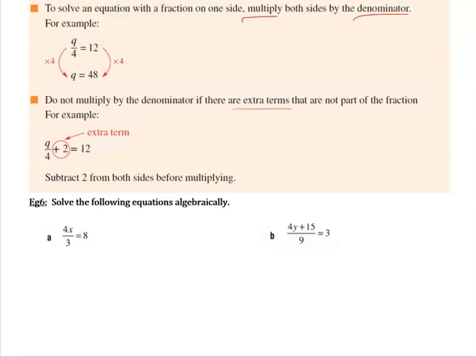Do not multiply by the denominator if there are extra terms. And this is what I was saying in my previous video, where we're doing the order of operations backwards when we're unpicking or untying our equation. So we've got to make sure that we deal with this extra term first. And so we would subtract 2 from both sides, and then we can do it.